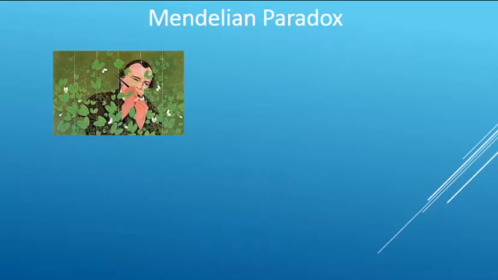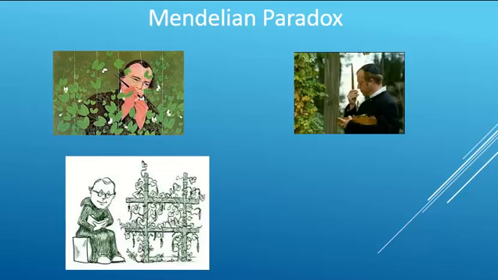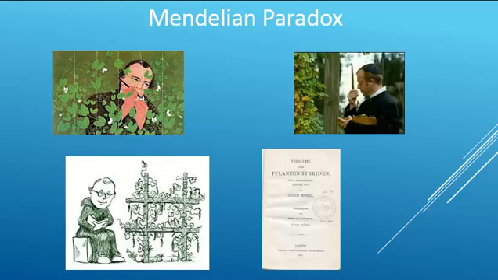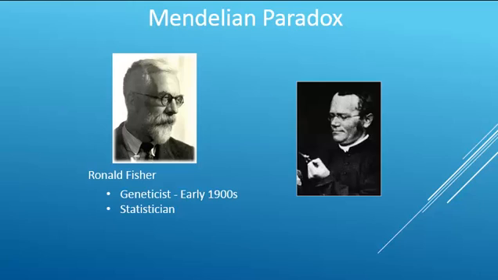So, on to the Mendelian paradox. So Mendel continued to do these studies and find these results that we've been examining so far. And in doing so, he was able to record many of these results, and he finally published them in 1865 in what is now his famous publication about the hybridization in pea plants. Now, along came Ronald Fisher, who was a geneticist in the early 1900s, and he's also a very renowned statistician. And he began to study Mendel's work as part of his studies as a geneticist.